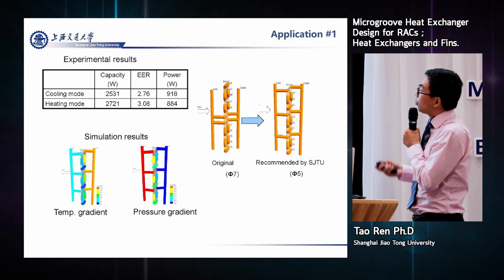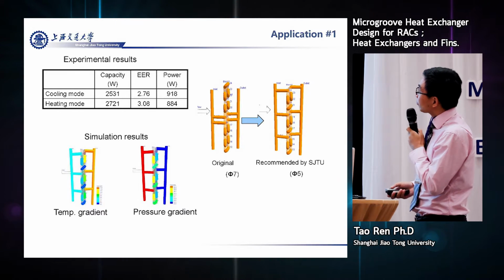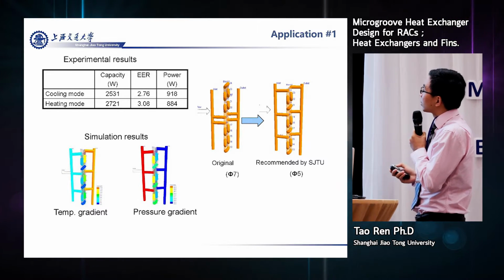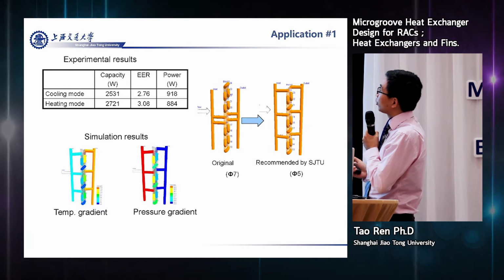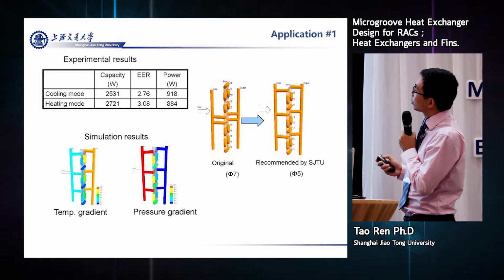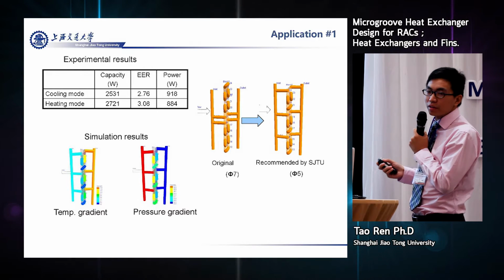And this is an example where we did the indoor unit. The original is our 7 millimeter heat exchanger. It has 2 rows and 2 parts.